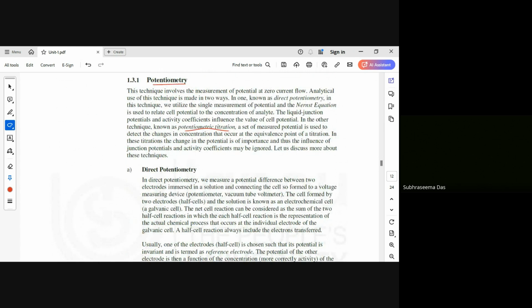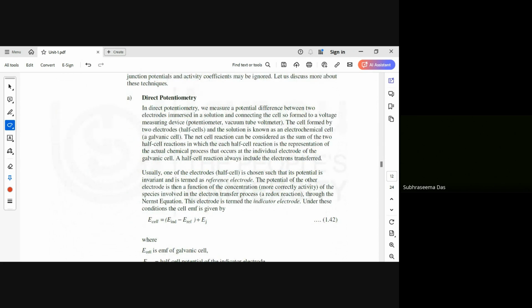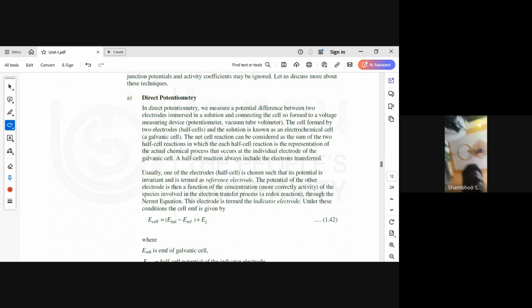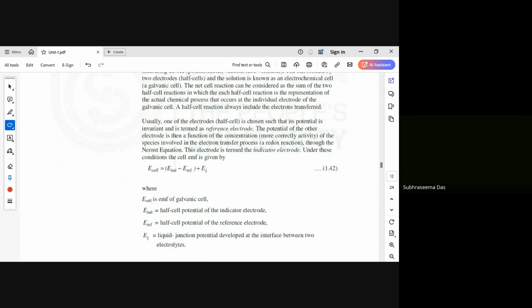So coming to direct potentiometry, what happens here is that the two half cells of the reaction, the galvanic cell, are usually used, and a reference electrode is taken. The electrode apart from the reference electrode is called an indicator electrode. For both these electrodes, the electrode EMF is given by this equation.